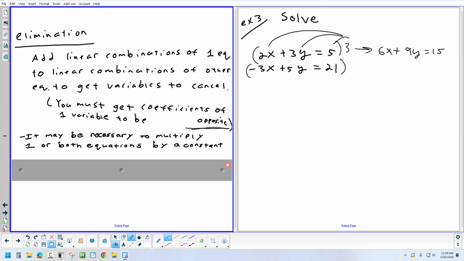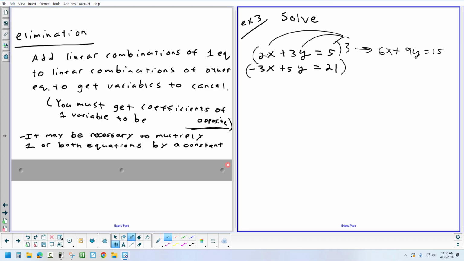If we multiply by -2, what's -3 times -2? That'd be 6, and 6 plus 6 gives me a 12. Yes, you don't want to multiply by -2, you just want to multiply by 2. When we multiply everything by 2, you get -6x, 5y times 2 gives you 10y, and 21 times 2 gives you 42.